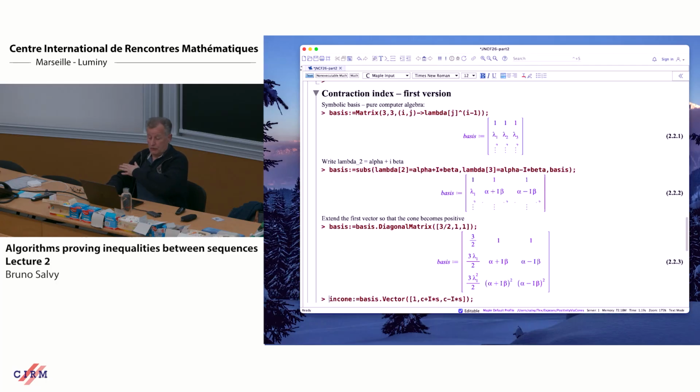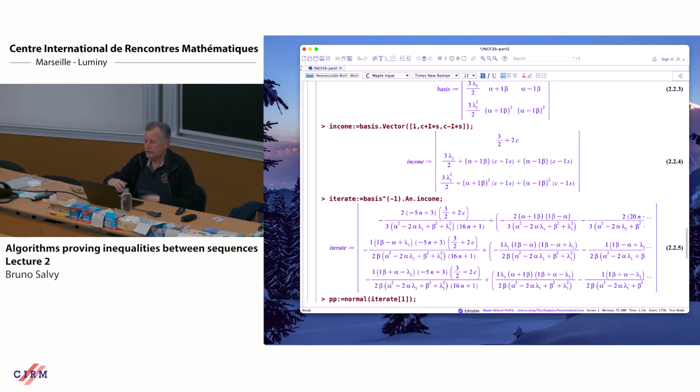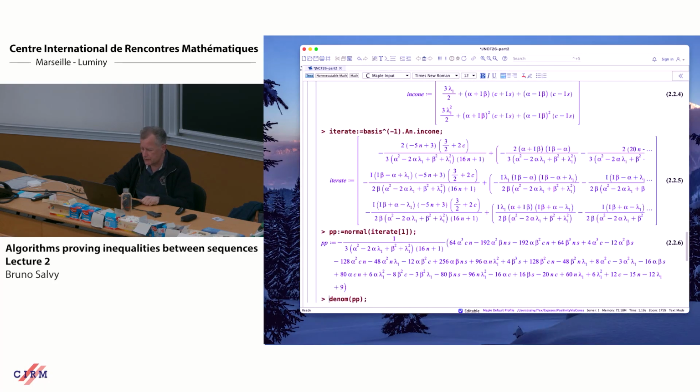And so we take a vector in the cone. It's a combination of those 3 columns by 1 for the first one and C plus iS, C minus iS. I can scale the first one and take 1, of course. Then you multiply it by A_n and you come back in your basis. And this is what you have. You can normalize. And so this is the first coordinate, and you want to show that this one is positive.